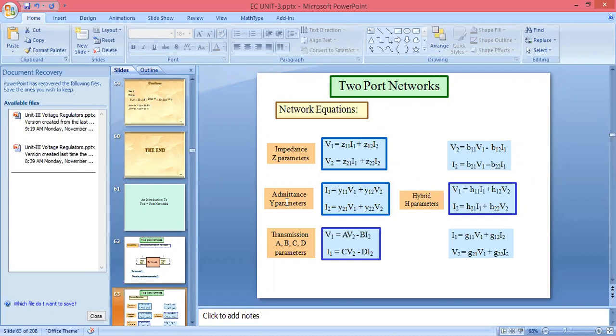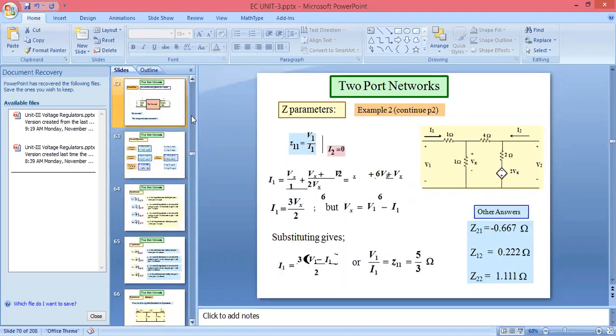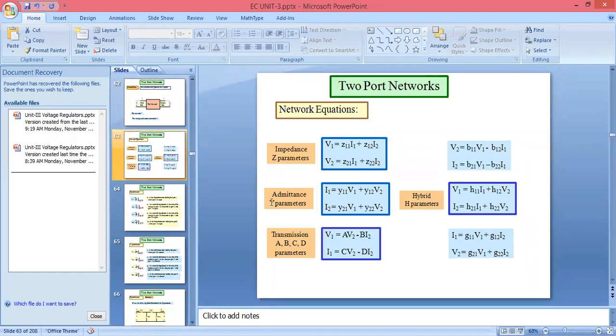Admittance you can call the Y parameter, and impedance parameter you can call the Z parameter. If you see, admittance is exactly opposite with the Z parameter, meaning Y is exactly opposite with Z. Transmission ABCD is opposite with inverse transmission ABCD. Hybrid is exactly opposite with inverse hybrid.